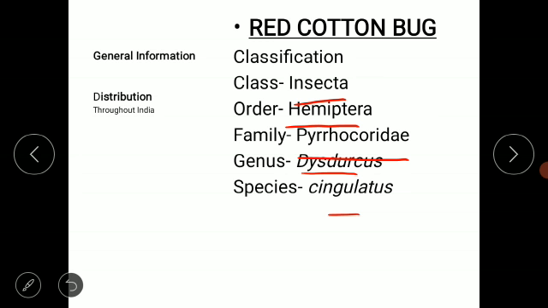See, there are many other alternative host plants, or we are saying that the bug not only feeds on the cotton but it also feeds on bhendi, ambadi, hollyhock and many other plants which are from the Malvaceae family. Okay, so this is about the red cotton bug.